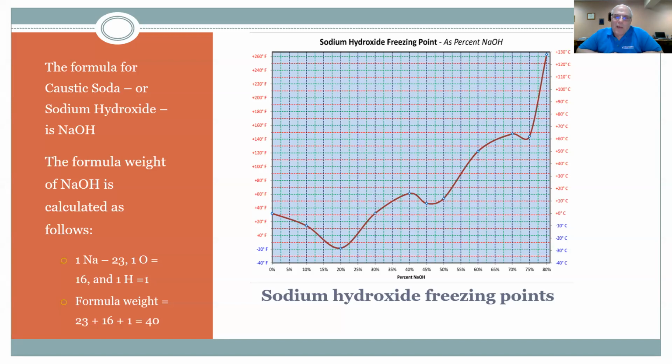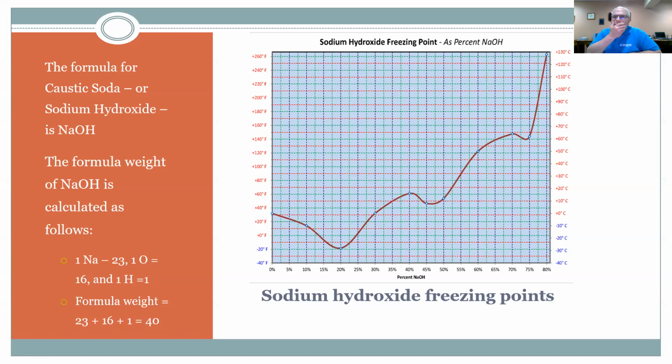It's a wildly snaking around graphic that shows you, for example, that at 20%, you can see on the bottom chart there, about a third of the way along, it's 20%. It won't freeze up until you get as low as minus 20 degrees Fahrenheit. But if you concentrate it to 50%, you'll see that it'll freeze at around 50 degrees Fahrenheit.